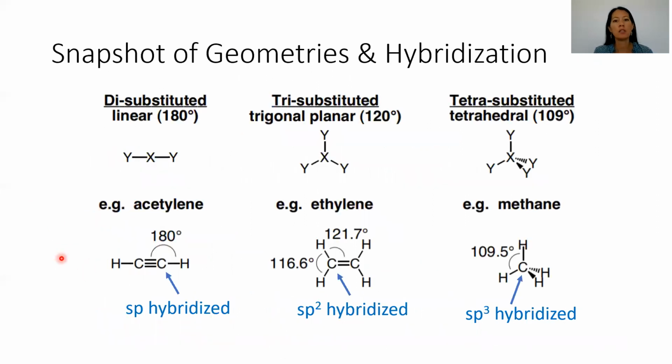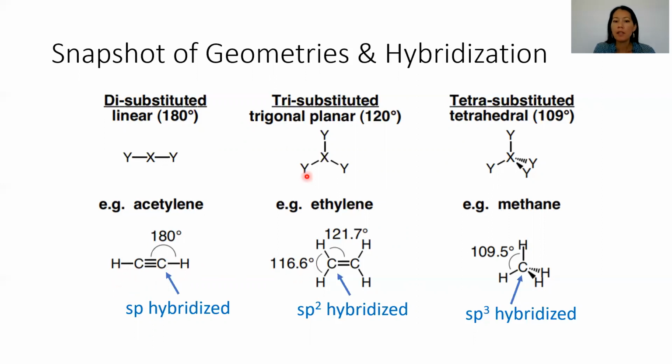Here is just a kind of overview of what I just said. If you take acetylene, for example, something that's disubstituted and linear, the X is your central atom, you have something sp hybridized. So this carbon has a carbon attached and a hydrogen attached, nothing else. So this carbon is sp hybridized. If I look at the left carbon here, it's also sp hybridized.